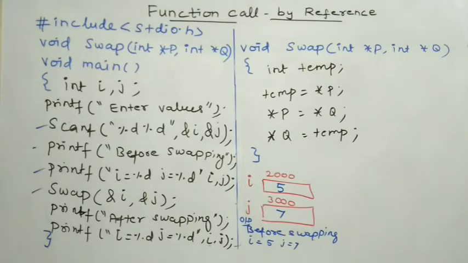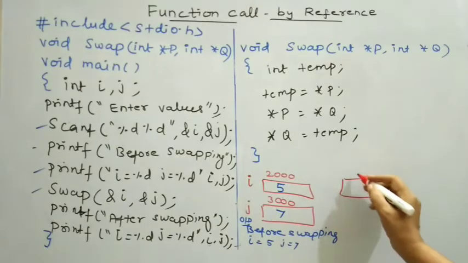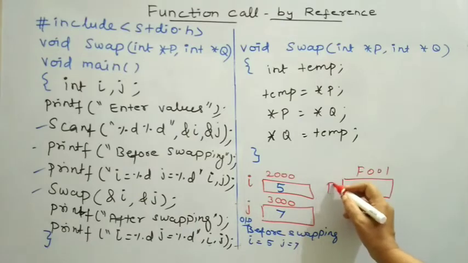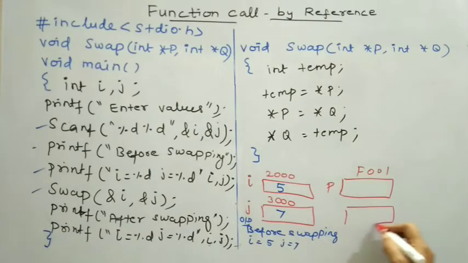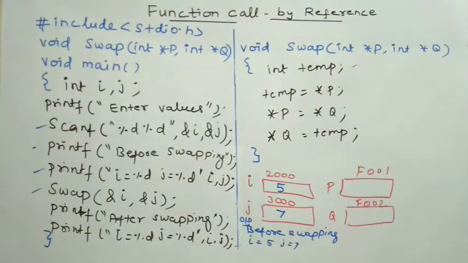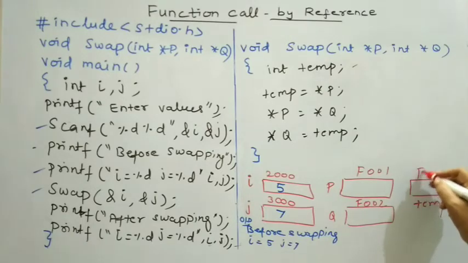When the compiler compiles this swap function, for this pointer variable p, it allocates a memory address. For example, this memory address is F001, which is allocated for this pointer variable p. For the pointer variable q, it allocates a memory address F002. Inside the function definition, I have a declaration statement for declaring temp. For temp also, it reserves a memory address. The memory address is F003.